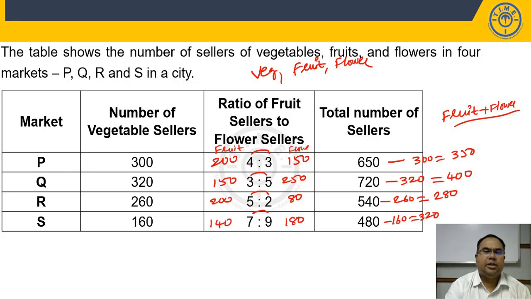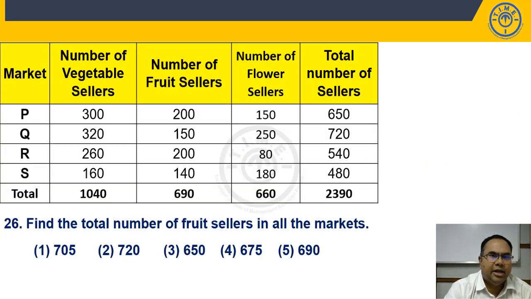I think we can answer the question. I put it in a separate table like this. I got vegetable sellers, total I am taking, fruit sellers, total I am adding, flower sellers, total, and total number of sellers. Find the total number of fruit sellers in all the markets. Fruit sellers in all the markets is 690.